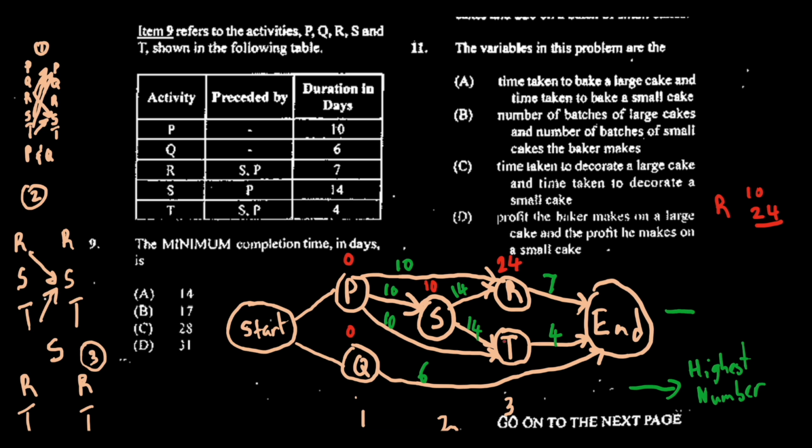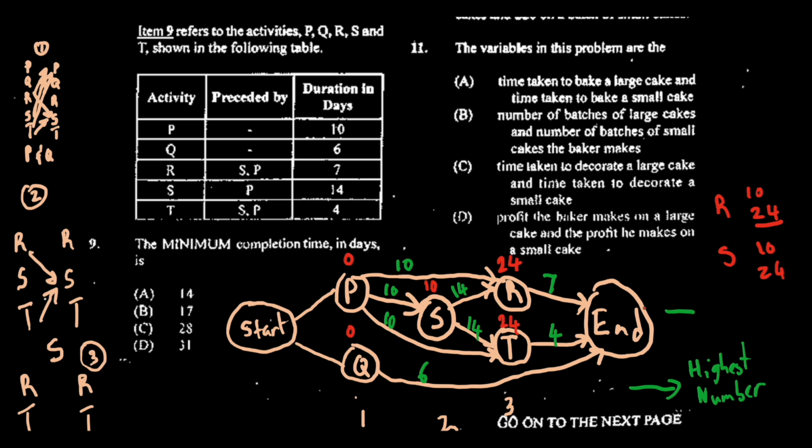Now looking at T, we have the same concept. We have S starting at 10, and we have a 10 coming here as well. But in this case, because we're coming into S at 10, and we add in this 14 to get to T, because it takes 14 days for S to complete, that means we have 24 as well. So right here, our answer for the earliest start time for T is 24.